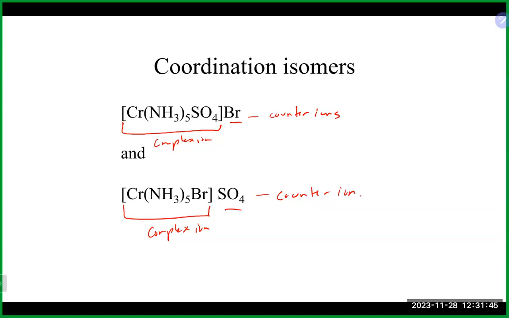Now, in the first case, if you just count everything, they both have pretty much the same number of chromiums, the same number of NH3s, the same number of sulfates, and the same number of bromines. So they're isomers. They basically have the exact same guys arranged. The difference, though, is in the first case, the sulfate is actually attached to the chromium.